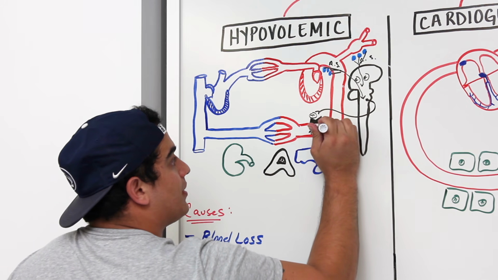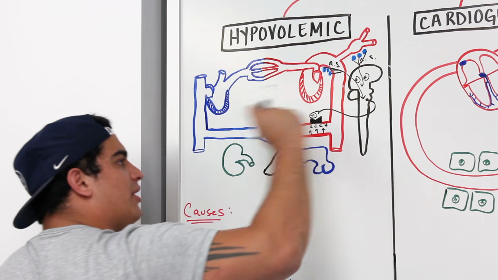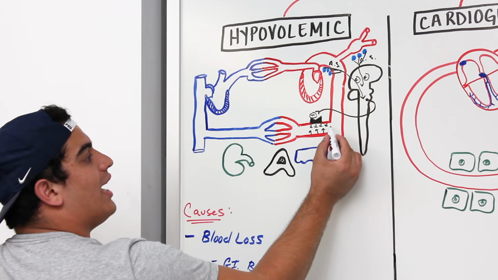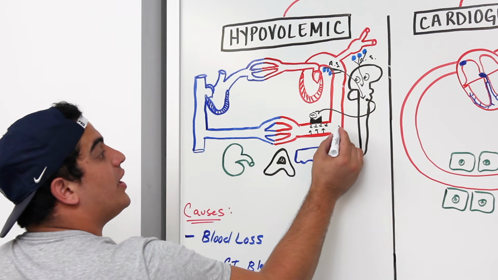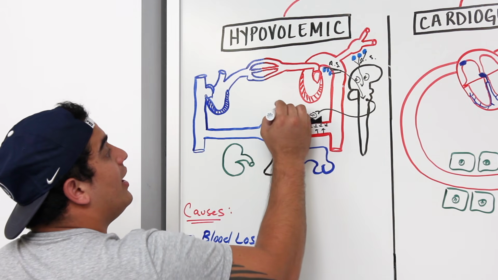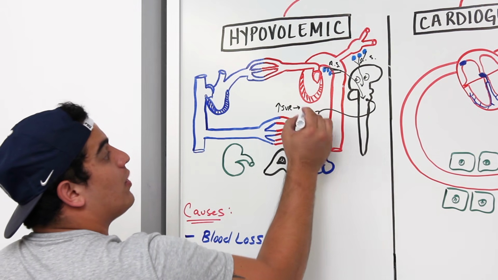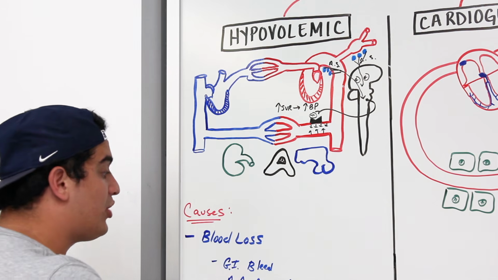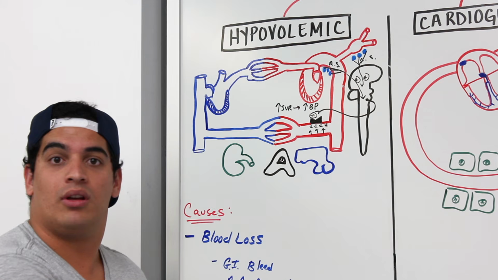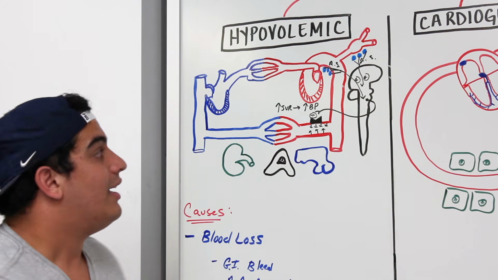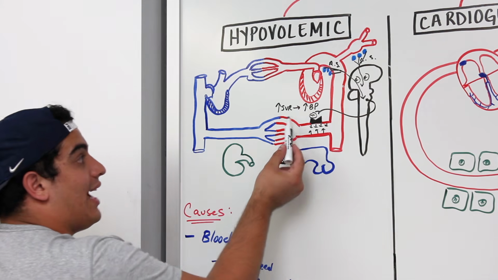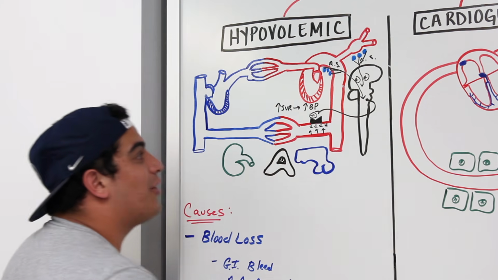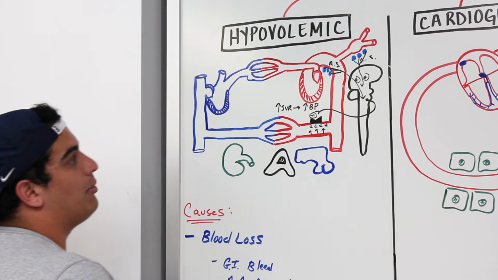If you try to constrict the blood vessel, what's that going to do to the resistance? It increases the resistance. If you increase the systemic vascular resistance, what does that do to the blood pressure? It increases the blood pressure. In hypovolemic shock, the problem is that we're losing blood volume, which is decreasing our blood pressure. Now, if we increase the systemic vascular resistance, we're going to increase our BP. So it's going to try to stabilize it.